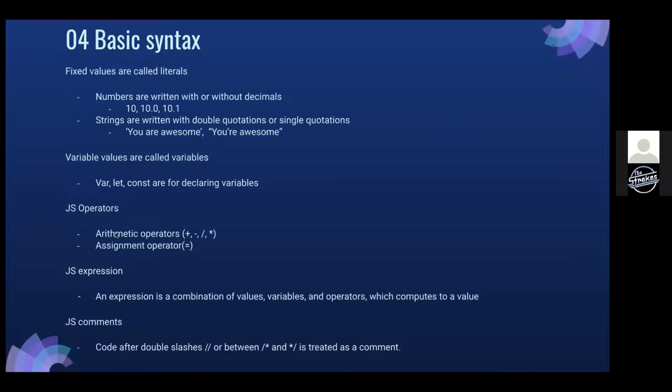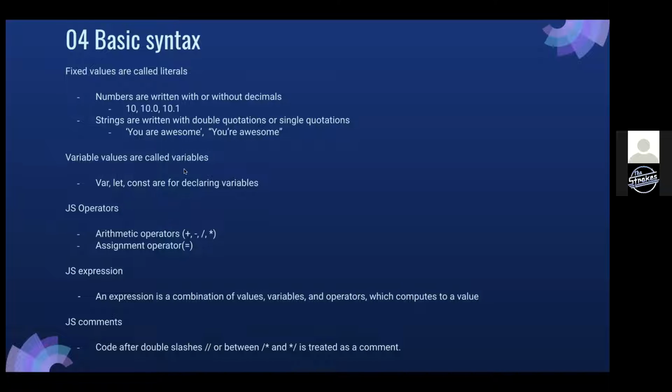So let's keep going. Basic syntax: fixed values are called literals. There are numbers, which are written with or without decimals, like 10 or 10.0, 10.1. Strings are written with double quotations or single quotations. And I just want to differentiate: let's say you're saying the word "you're," like "you're awesome." To get that little single quote there, you have to use double quotations on the outside when doing this. But if not, you can use single quotes. It's not a big deal.